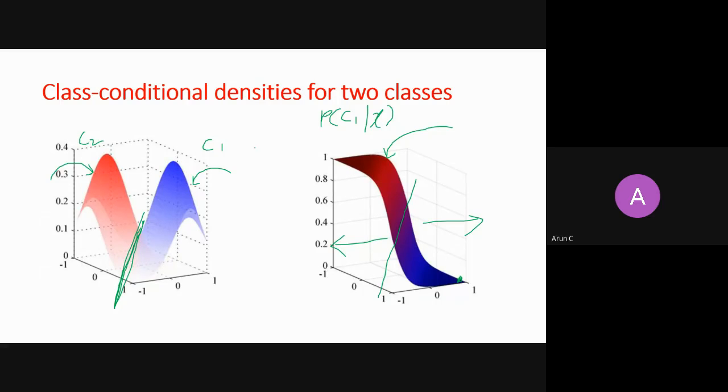So this is a class conditional probability. And if you see the posterior probability, assuming that your prior probabilities are the same, you will get this kind of posterior probability here, which is represented in terms of the sigmoid function, right?